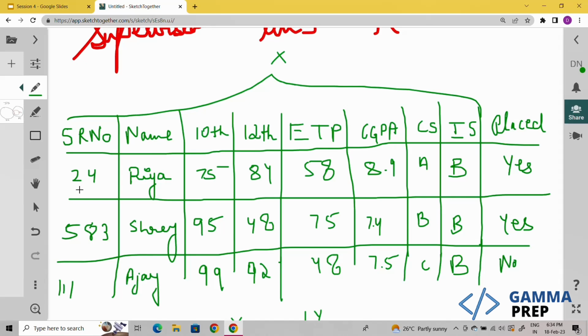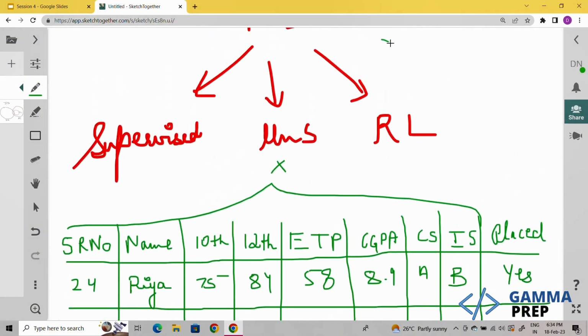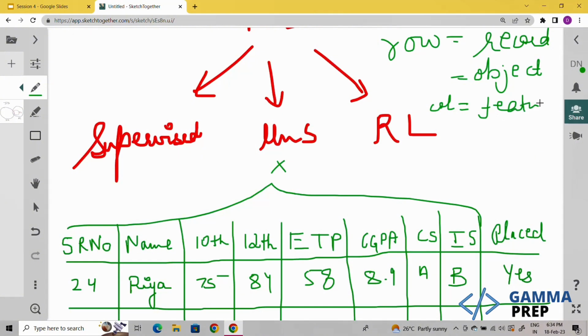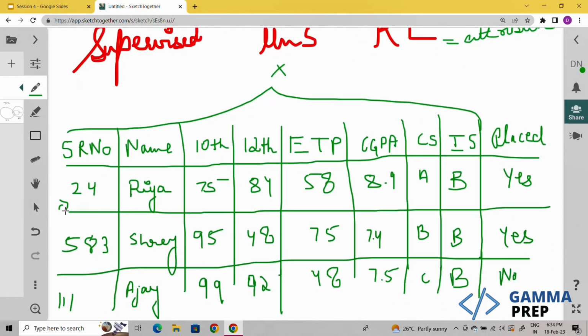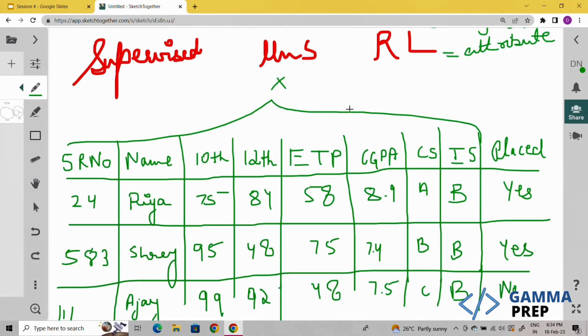What are records? Records are rows. So row is equal to record is equal to object, column is equal to feature is equal to attribute. Okay, so basically this is an object or a row or a record, and serial number is a column or a feature or an attribute. So let's say this entire thing, serial number, name, 10th, 12th, and so on, all are denoted as X, and placement status is denoted by a Y.